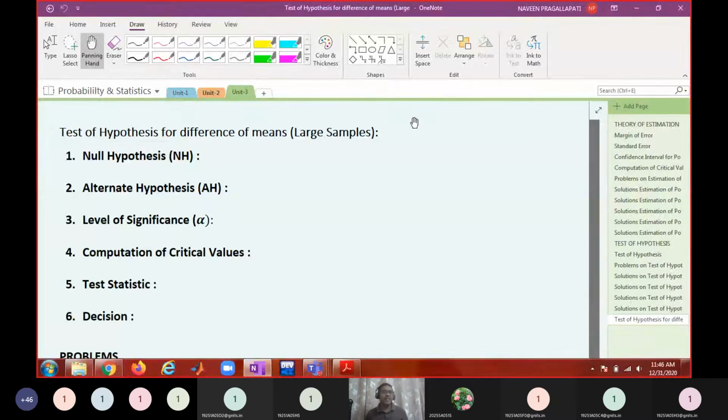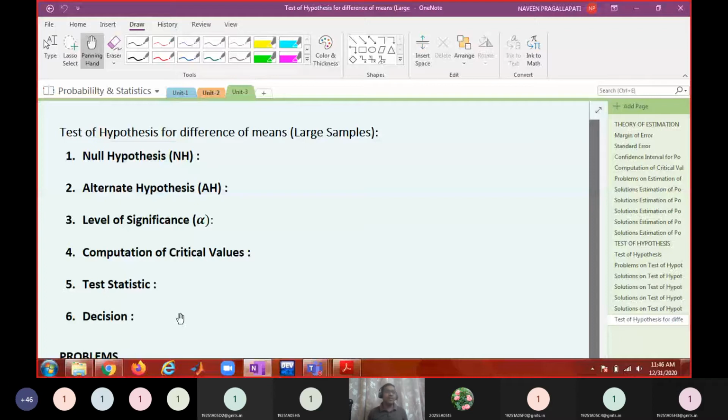For any test in decision theory, we generally follow these 6 steps. This is the default template. To test the hypothesis: null hypothesis, alternate hypothesis, level of significance, computation of critical values, test statistic, and a decision.